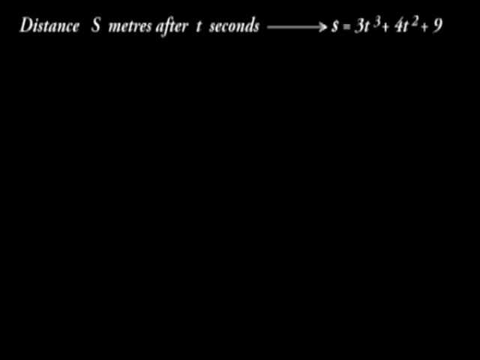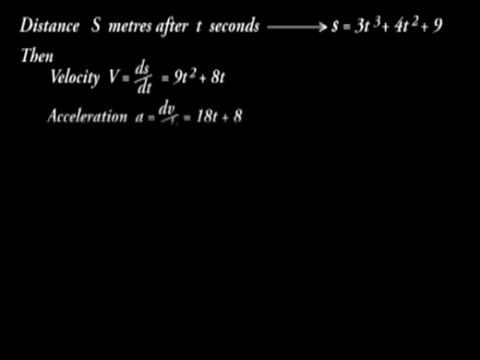Then its velocity v is given by the derivative of s, that is ds over dt, which is equal to 9t squared plus 8t. Acceleration is the derivative of velocity and is dv over dt, which is equal to 18t plus 8.